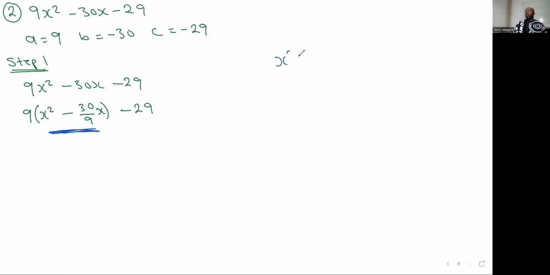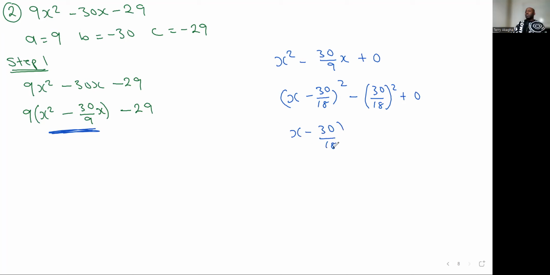So we're going to have x squared minus 30 over 9x plus 0. Like I said, you open a bracket, you put the x and you put the squared, you have 30 over 9, and when you halve it, it's going to give you 30 over 18, okay? Minus the 30 over 18 all squared, then plus 0. Then it will be x minus 30 over 18 squared minus, the same thing as 30 squared is 900, 18 squared is 324.